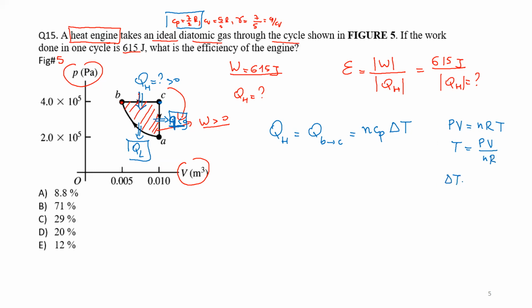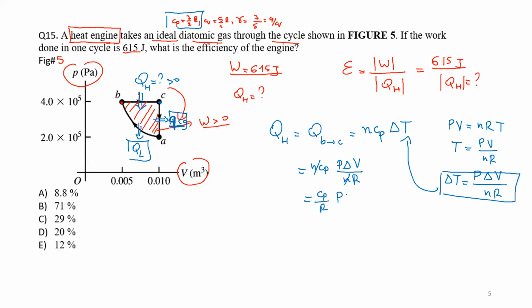Now delta T. In this process, which is an isobaric process, a constant pressure process, P is constant. So delta T will be just P delta V divided by nR. Of course, I will take this and plug it here. So my QH will be nCp delta T, which is P delta V divided by nR. And n goes away, and I will have Cp divided by R, P delta V.